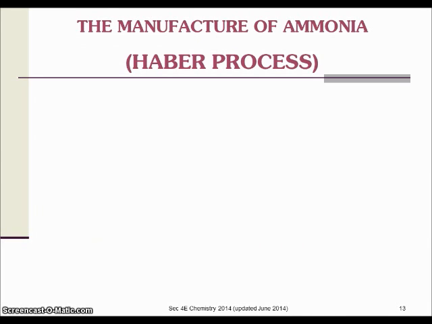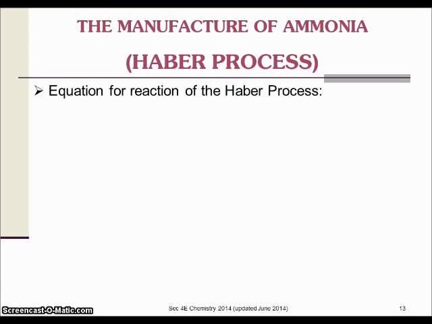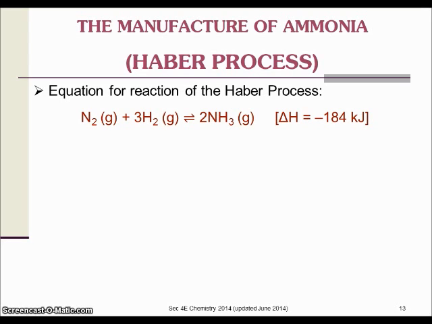Now, after looking at the reversible reaction as well as some of the uses of ammonia, we will now be looking at the more important part of the chapter, which is the manufacture of ammonia itself. This process is also known as the Haber process. Now, the equation for the reaction of the Haber process is as follows. Again, notice that a double arrow sign is used in the chemical equation for the reaction of the Haber process. This tells us that the reaction is a reversible reaction.